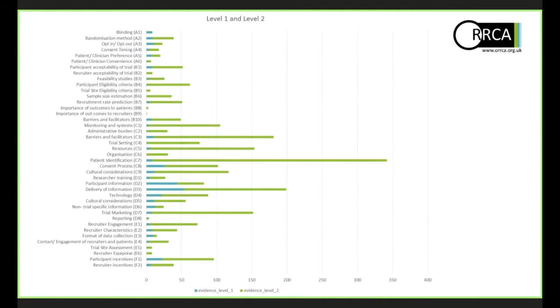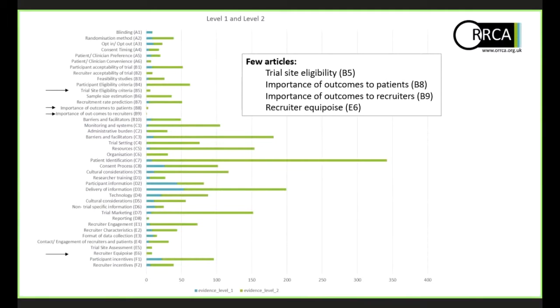Trial site eligibility, the importance of outcomes to patients, and the importance of outcomes to recruiters and recruiter equipoise, whilst not covered in level 1, were rarely also covered in level 2. And so these could be areas to really explore. And it's interesting that obviously there's a lot of work being done on outcomes at the moment, but it's clear they've not been evaluated against their impact on recruitment. Now, I think there are some studies in process on this, so if you're involved in that, then please do mention those in the chat, and do send us the reports of those once they're available.